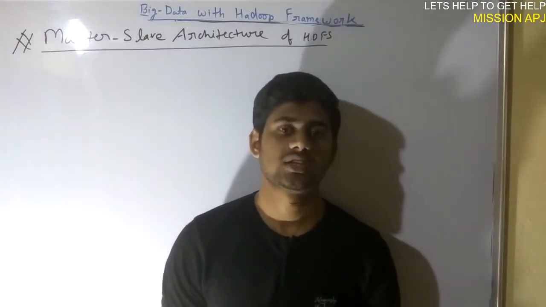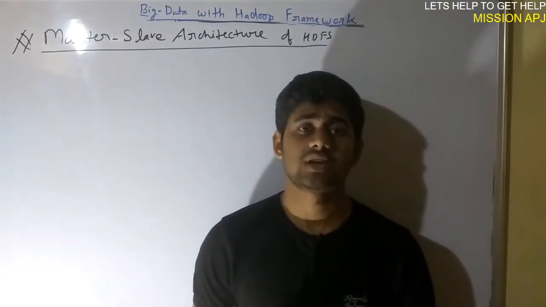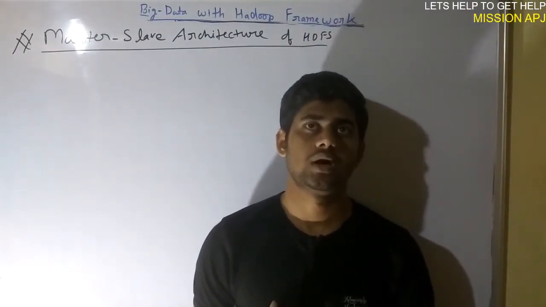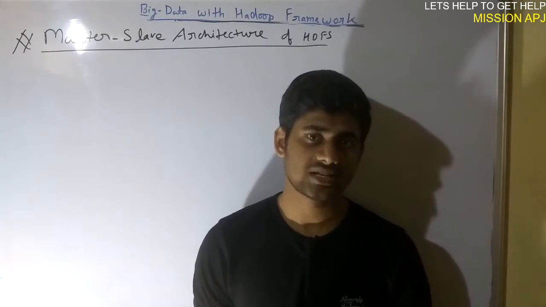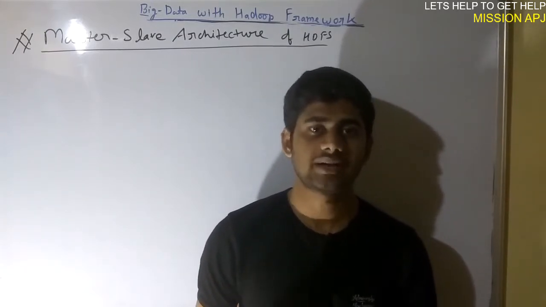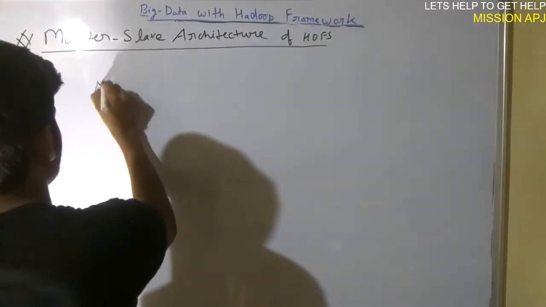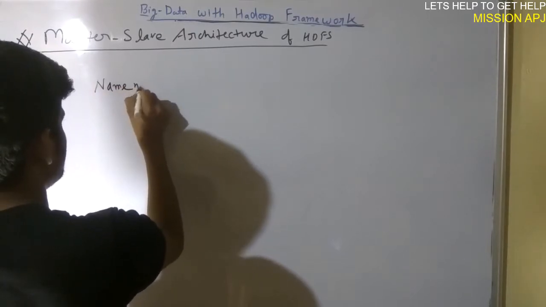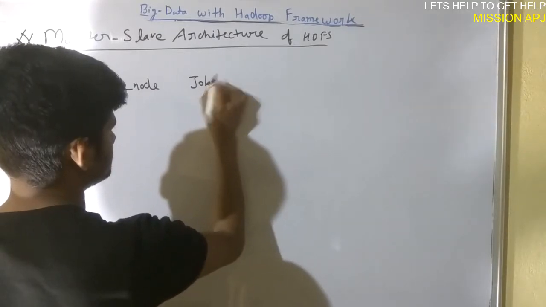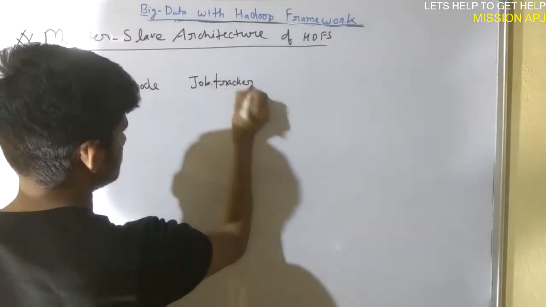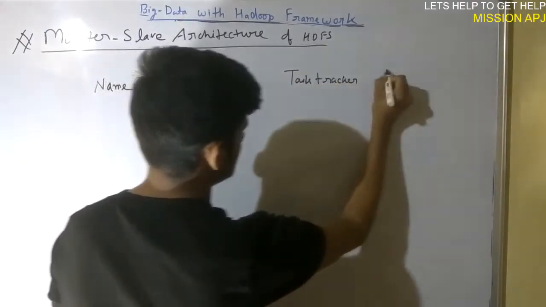In a data center there are a huge number of clusters present. Each cluster has four components in it as a master slave architecture, and those four components are name node, job tracker, task tracker, and data nodes.